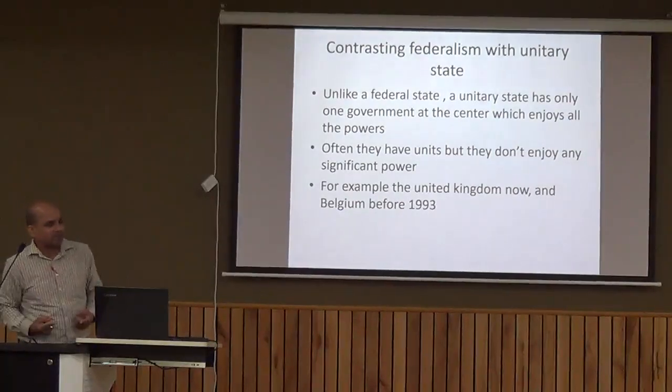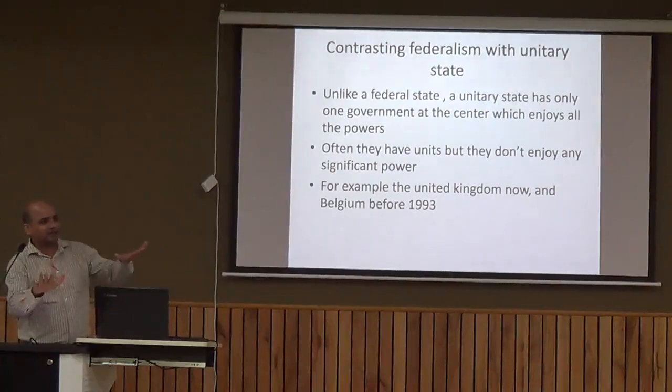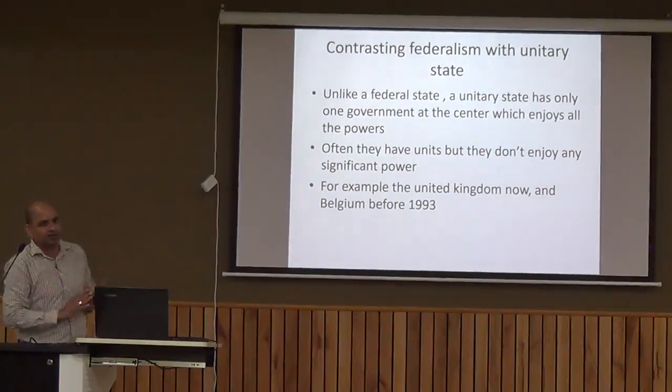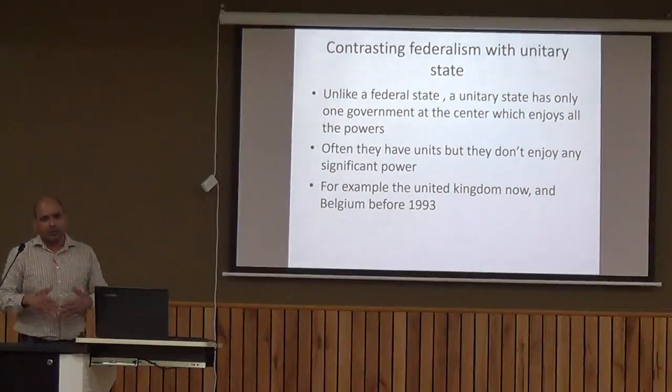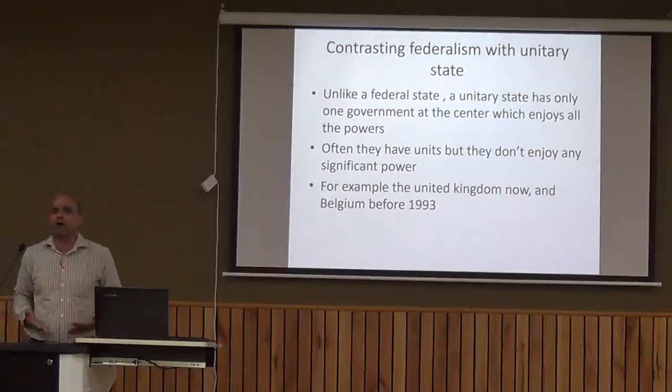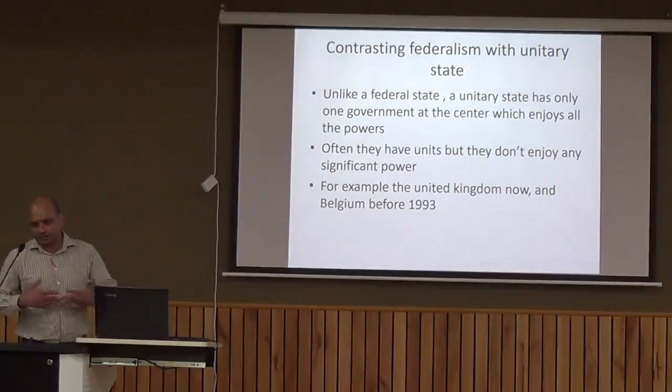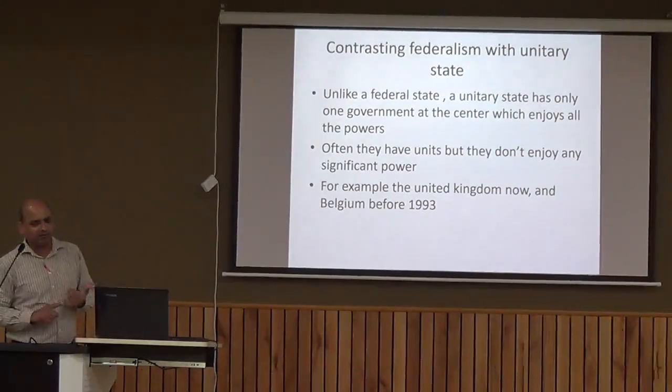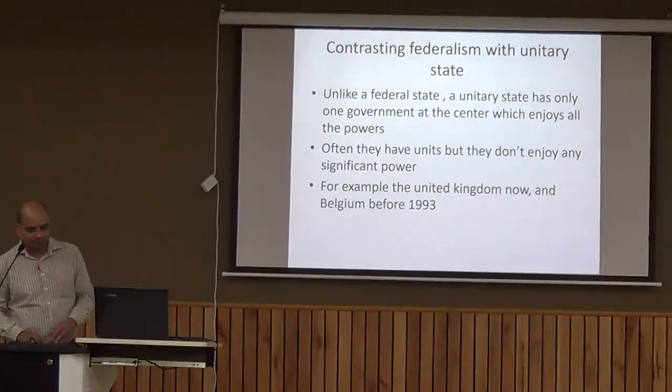But in a federal system, the units are not subordinate. They stand on an equal footing in power vis-a-vis the center. Units are not subservient. They enjoy equal power with that of the center. For example, the United States of America is the best example of a federation, because all 50 states of the United States enjoy equal power.